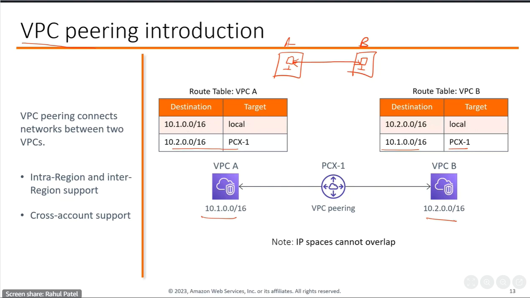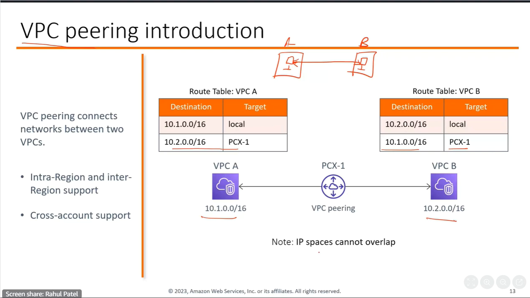Now, if the EC2 instances or the resources are communicating with each other, in this case, the traffic is going to travel over this peering connection. So it is not going to go over the public internet. It is again going to use the AWS network.